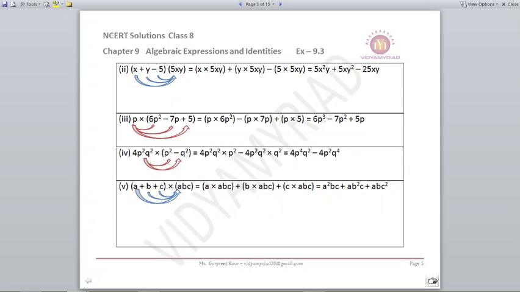Minus 5 multiplied by 5xy. So 5 into 5 is 25. So minus 25xy.